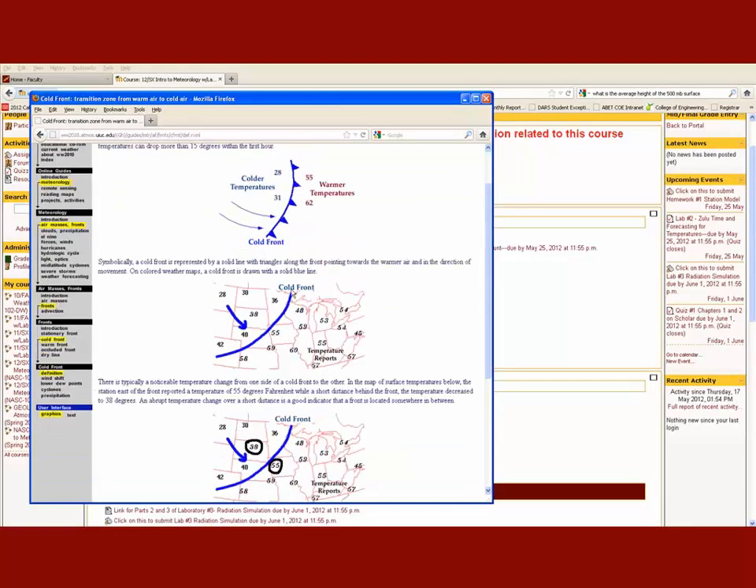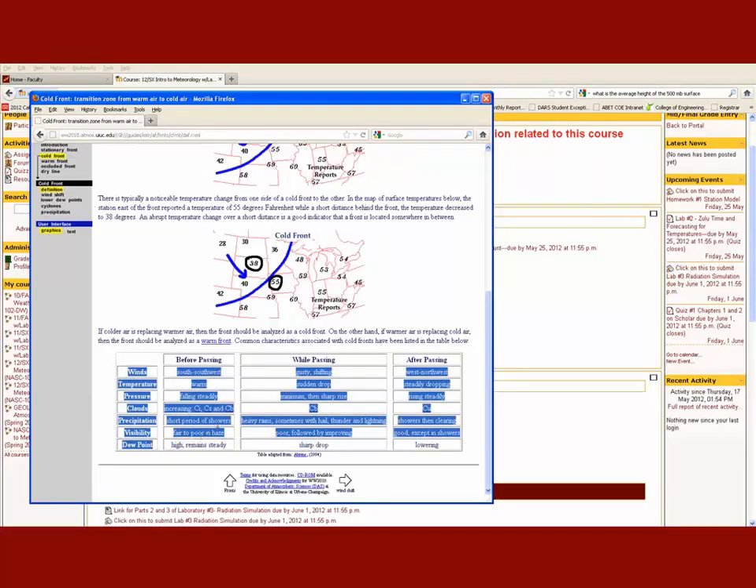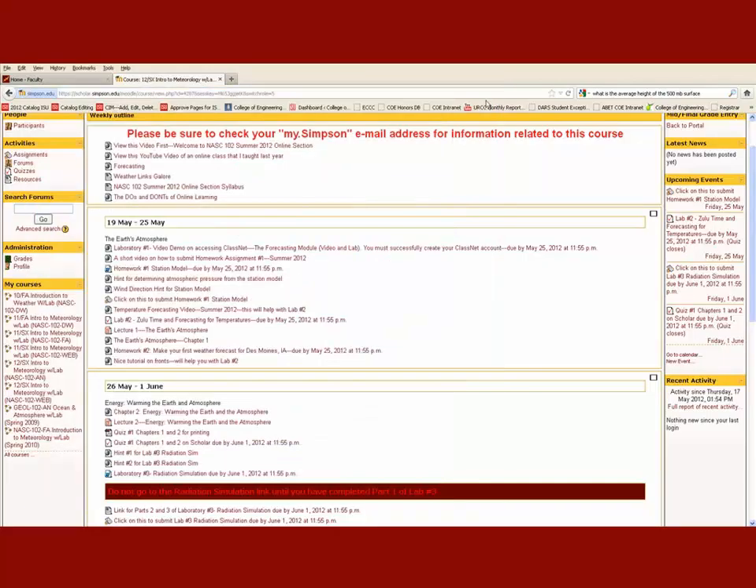Here's an example of a cold front that is just entering northwest Iowa. Notice that reporting station, it's probably Sioux City, is reporting 55 degrees. But if you go a few hundred miles across the front, back behind the cold front, it's 38. So as a cold front moves through your area, temperatures will decrease. And it talks about some of the characteristics with a cold front: the winds, the temperature, pressure, clouds. You should take some time to review this. This will help you when trying to forecast for fronts.